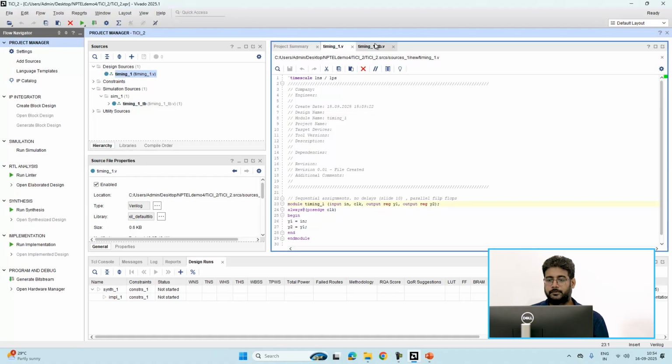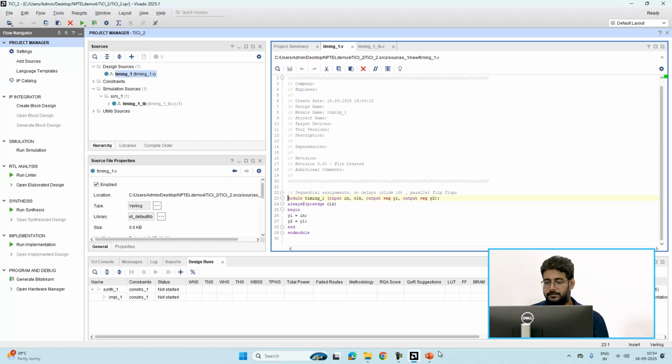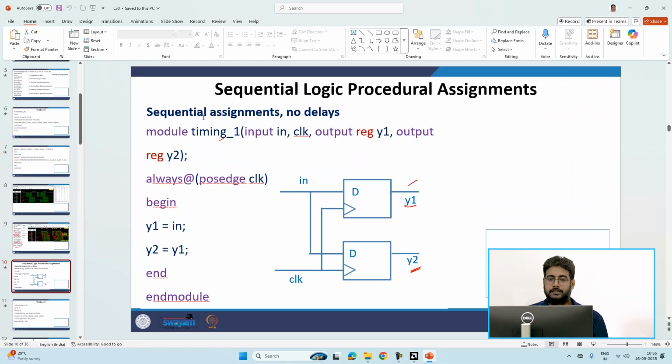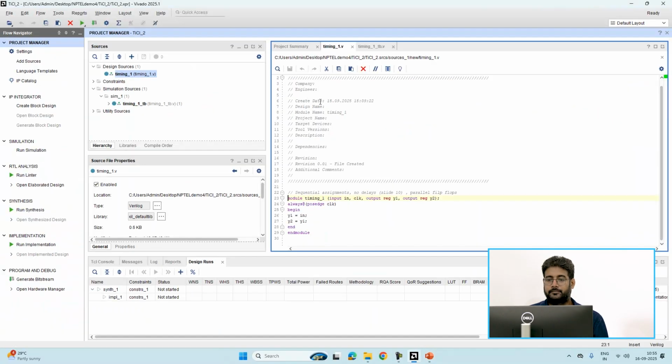Then timing and timing 1 TB. So it is the second example as in the lecture also. Here it is, this case. Sequential assignment, no delays. It is in slide number 10 of the lectures.